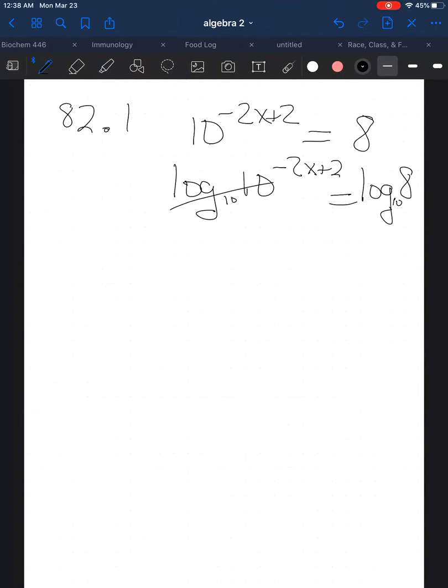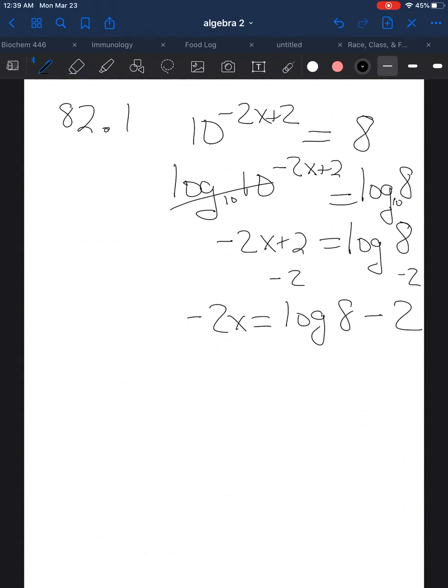Now nothing cancels out over here, but at least over here, now we have minus 2x plus 2 equals log of 8, and I don't have to write the base 10. Well, the object of this is to solve for x. So we need to subtract 2 from both sides, and remember, these are not like terms. I can't subtract the 2 from the 8 because this is log of 8. This is not a log. This is just minus 2. And then we need to divide both sides by negative 2.